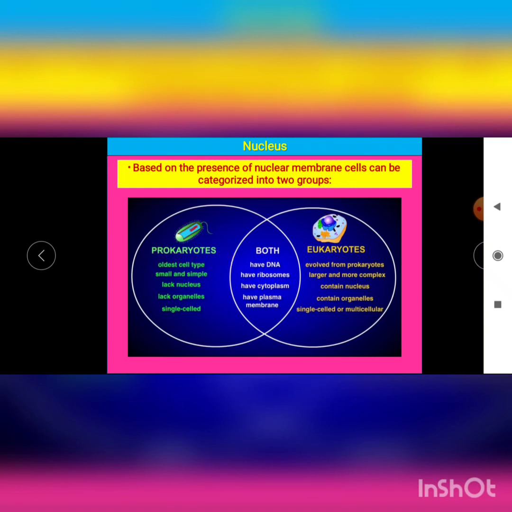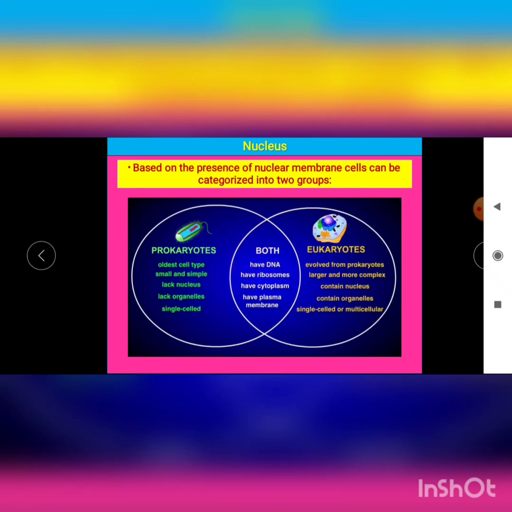All of the prokaryotes are single-celled, but eukaryotes can be single-celled or multicellular. Some of the examples of prokaryotes can be bacteria, while eukaryotes can be the plants, animals, even human beings. All these are eukaryotes.